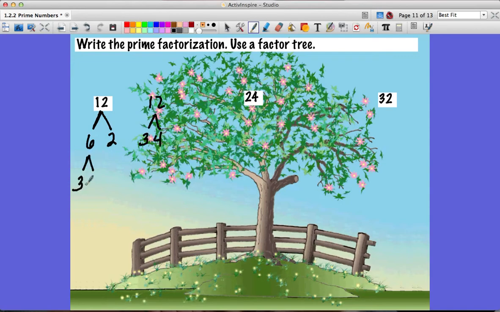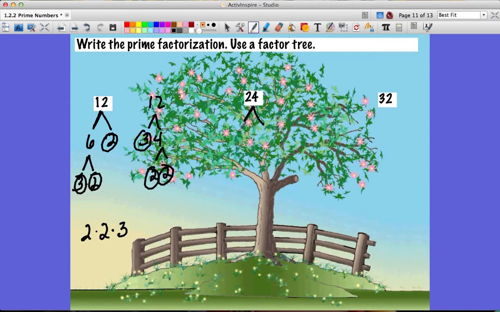6 would have been broken down into 3 times 2, all of these being prime. In this case, 4 would have been broken down into 2 times 2, so you can do this in many different ways, but you still should have gotten 2 times 2 times 3.